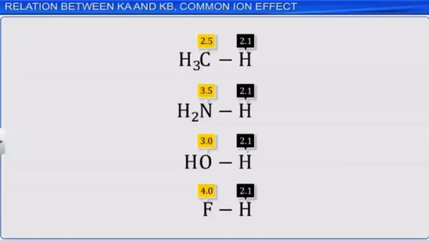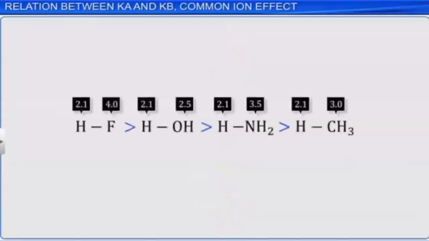With an increase in the electronegativity of the atom directly attached to hydrogen, the charge separation between the atoms increases. This results in a weakening of the HA bond and an increase in acidity. For instance, the order of acidity of HF, H2O, NH3 and CH4 is HF greater than H2O greater than NH3 greater than CH4.